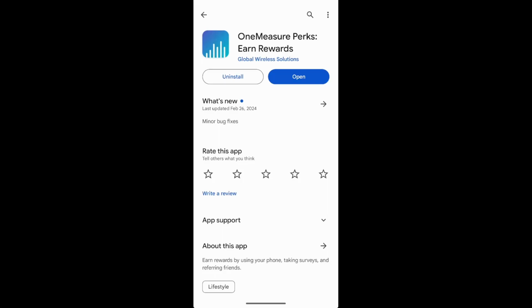A hobby of mine is trying out apps that pay for user data. They then sell this data for market research. I like to test out these apps and see if they're worth the download. I decided to start with this app for Android only called One Measure Perks.